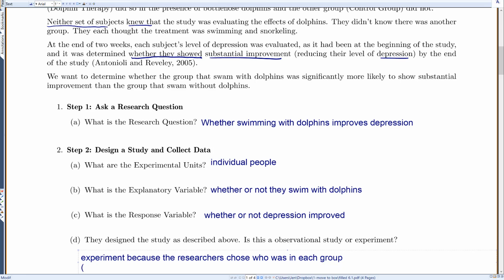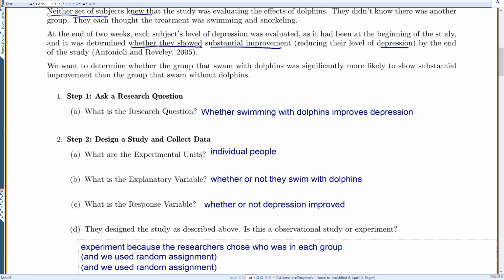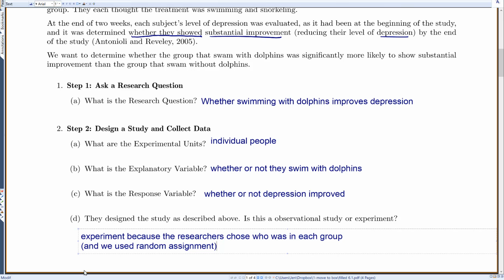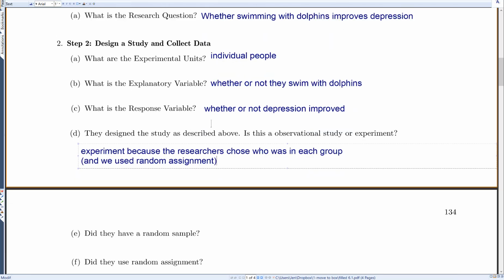And we did use random assignment. Okay, it doesn't have to be random assignment to be an experiment. It should be. Random assignment is always better, but an experiment just has to be that the researcher chooses who is in each group. And we use random assignment as an extra bonus, if you will.